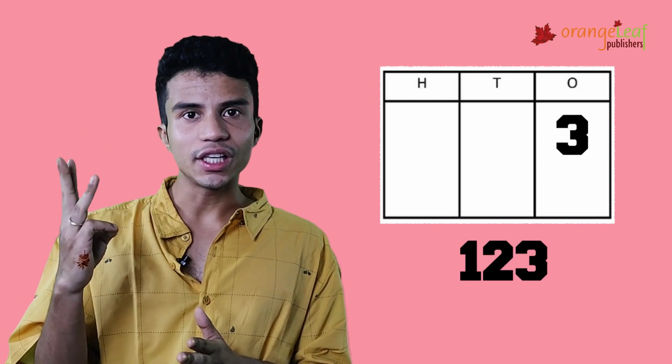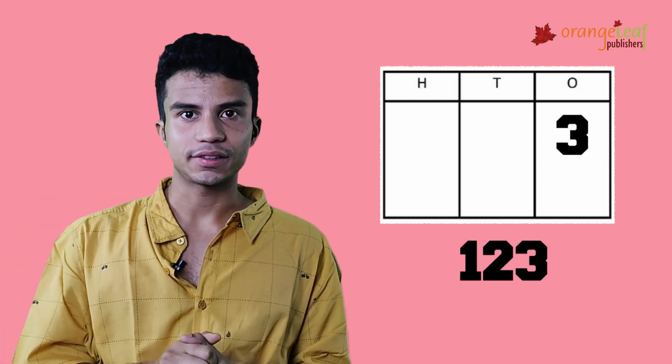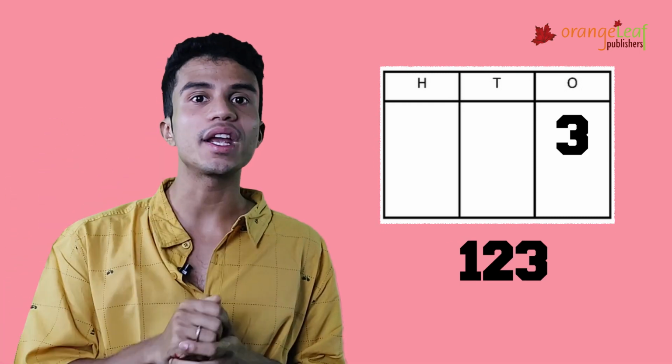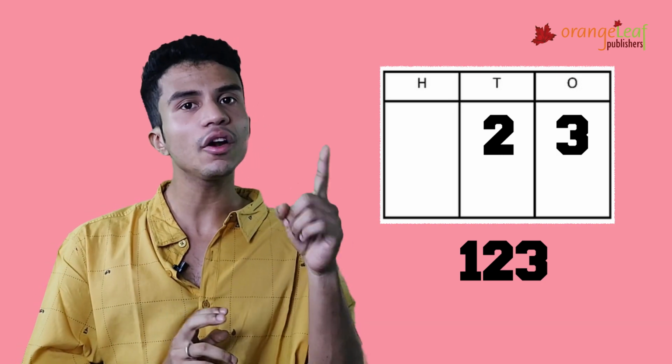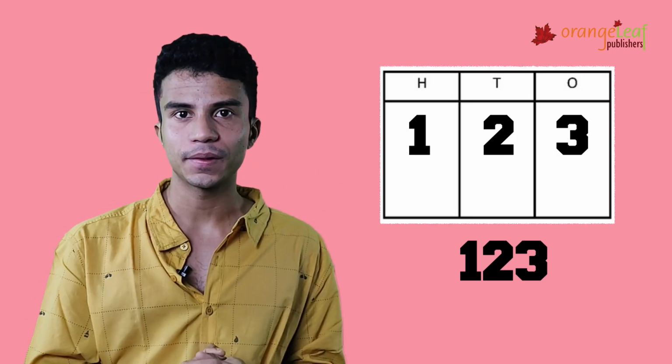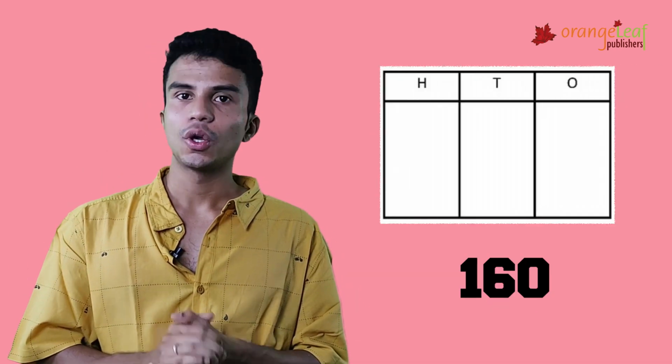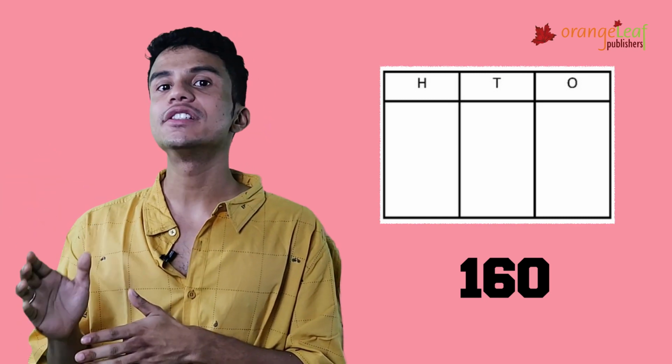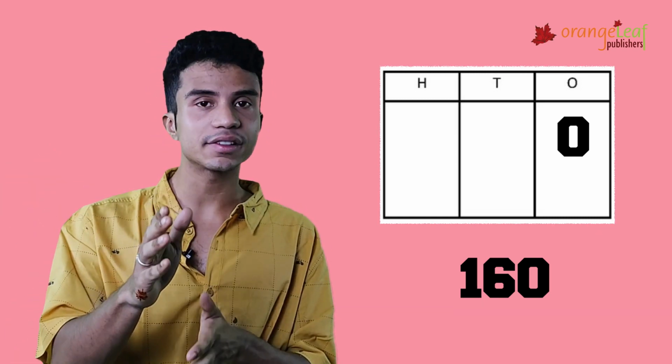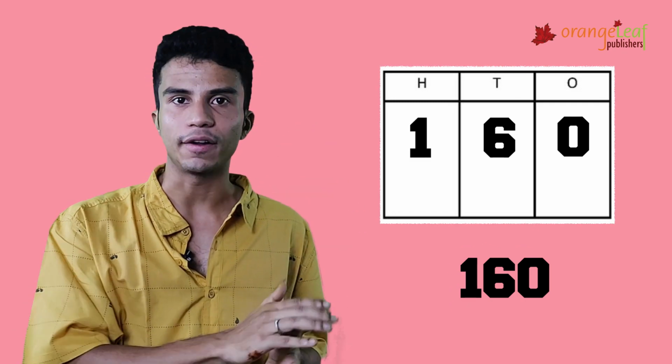Okay? The 3 falls in the ones place. In the tens place, we have 2. And in the hundreds place, we have 1. Let's take another example. 160. In the ones place, you have 0. In the tens place, you have 6. And in the hundreds place, you have 1.